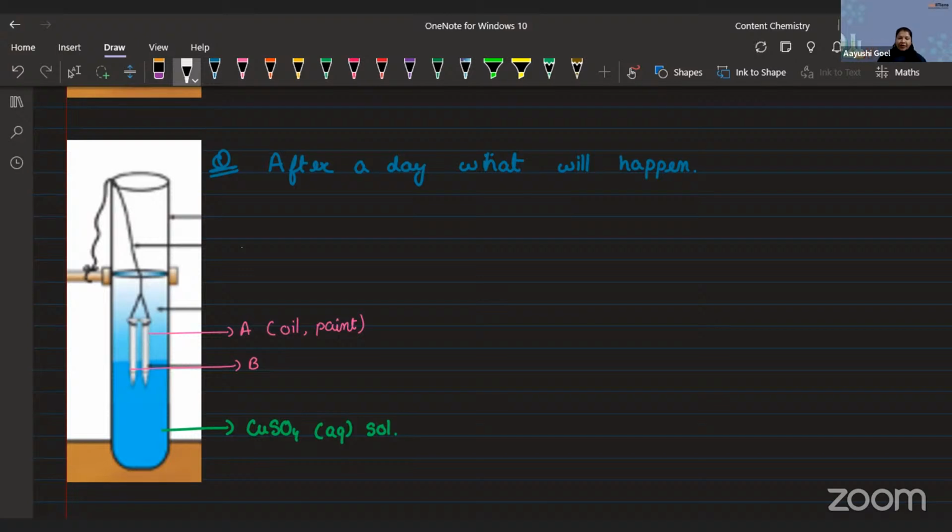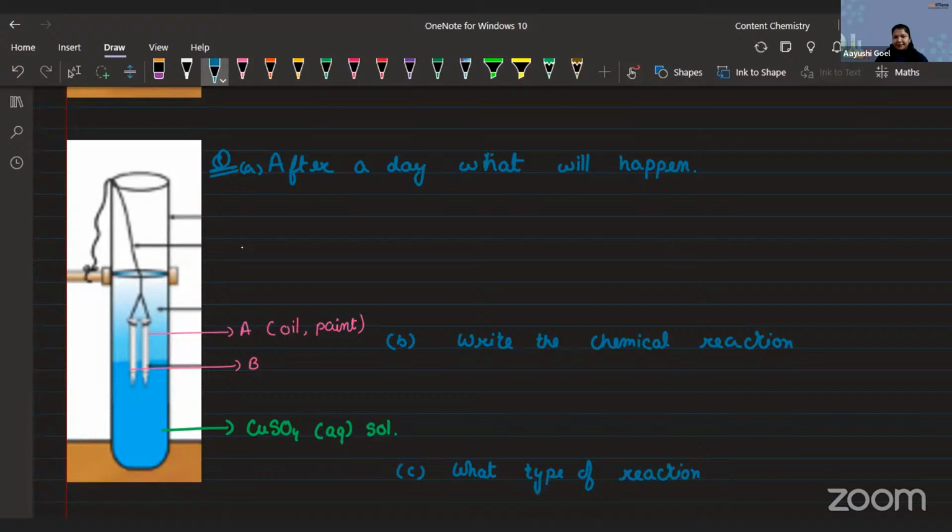Second, we can have: what will be the chemical reaction here? This is the A part. What will you observe here? And the B part we can have is: write the chemical reaction. I can go with the C part also. The C part is: what type of reaction is occurring here? Yes. Anyone?